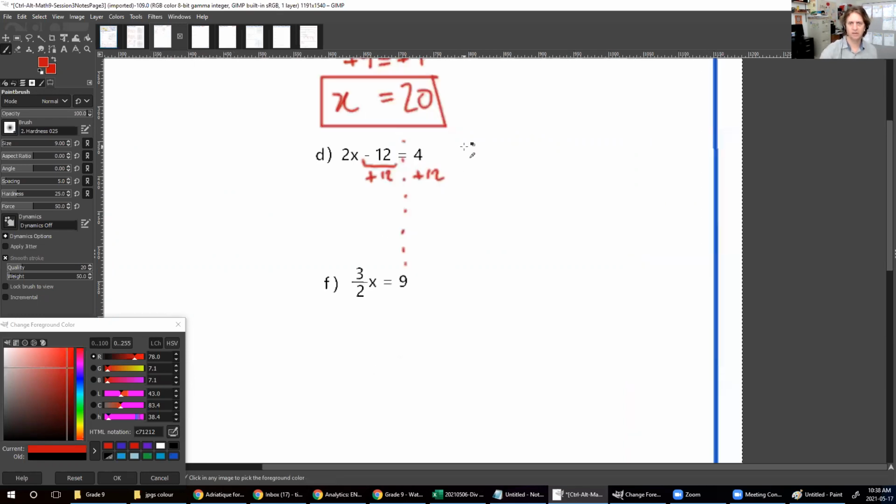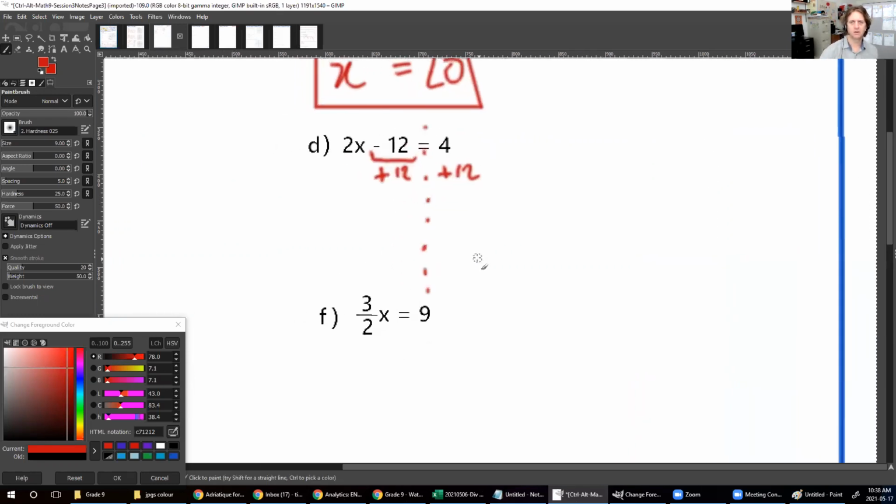Let me zoom in a little bit here. Hope you guys don't mind. So negative 12 plus 12 gives me 0. It sort of cancels out. So I'm left with 2x on this side is equal to 4 plus 12 is 16. Now I have 2 times x is equal to 16. I want to do the opposite of times 2, which is going to be divide by 2.